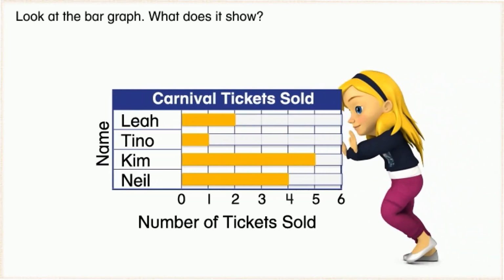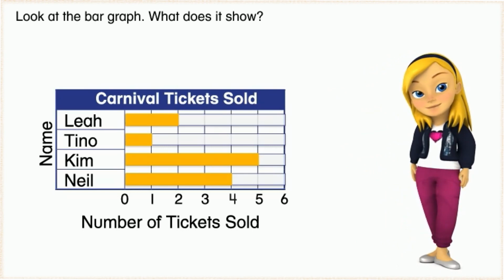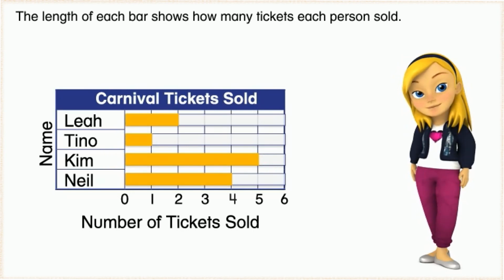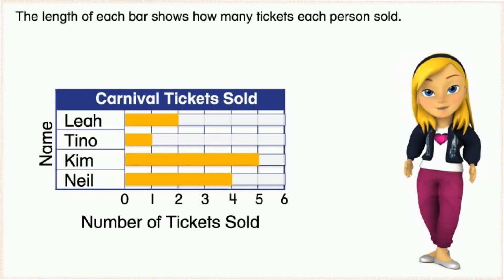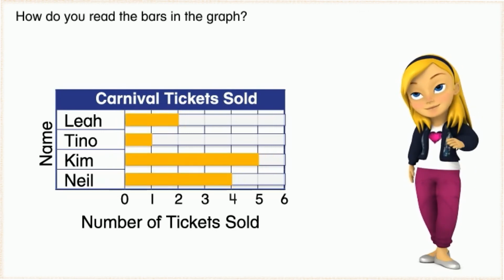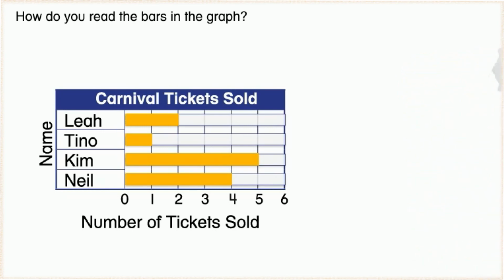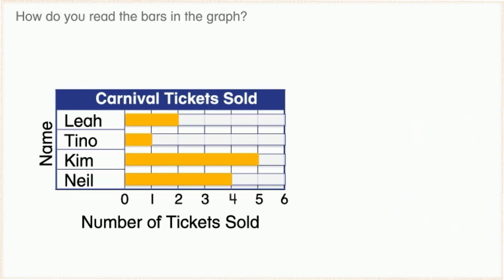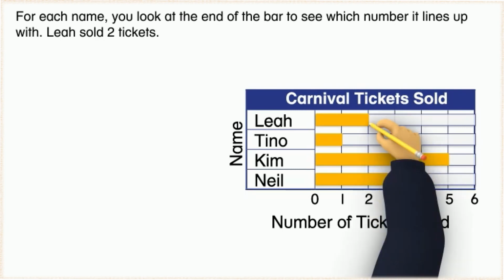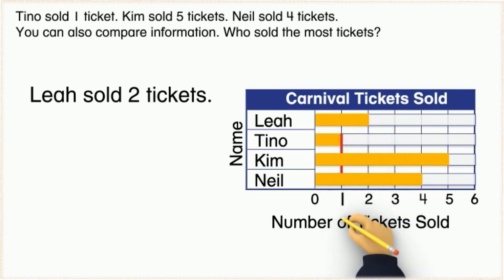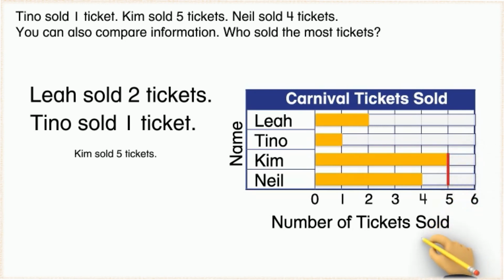Look at the bar graph. What does it show? The length of each bar shows how many tickets each person sold. The students sold tickets to the carnival. How do you read the bars in the graph? For each name, you look at the end of the bar to see which number it lines up with. Leah sold 2 tickets. Tino sold 1 ticket. Kim sold 5 tickets.